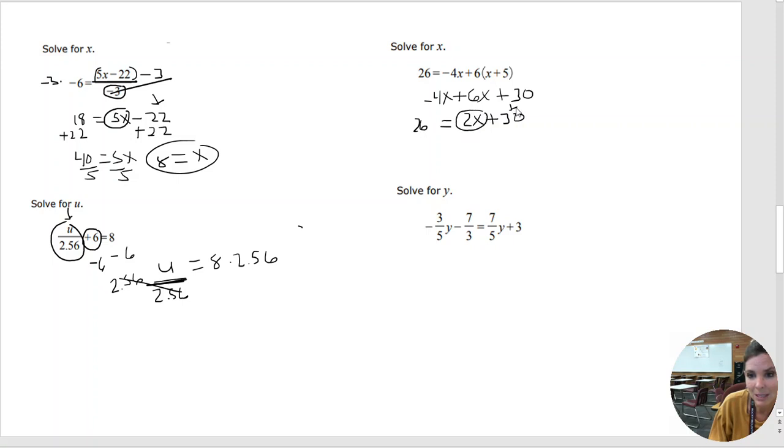So I first get rid of the 30 by doing a minus 30. I'm going to do that on both sides. So 4 equals 2 times x. Last step, divide by 2.